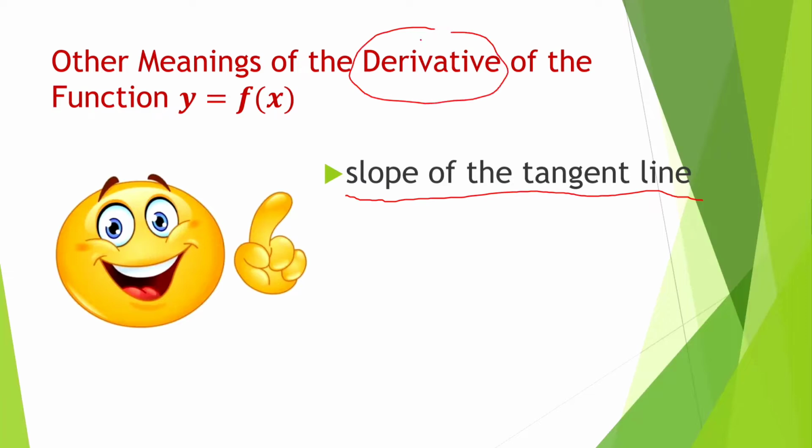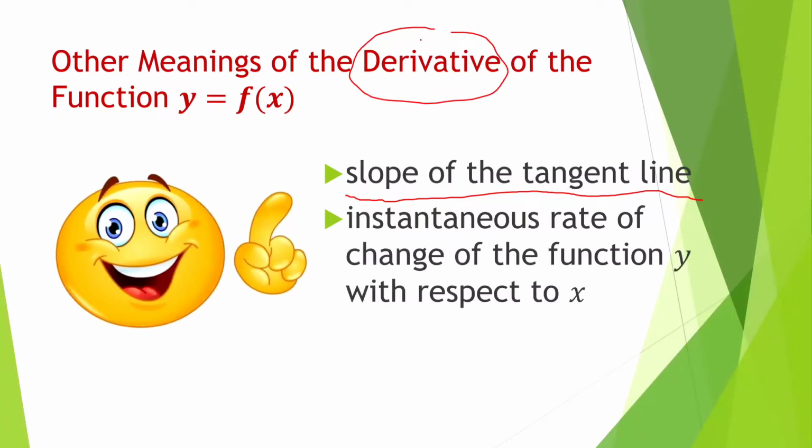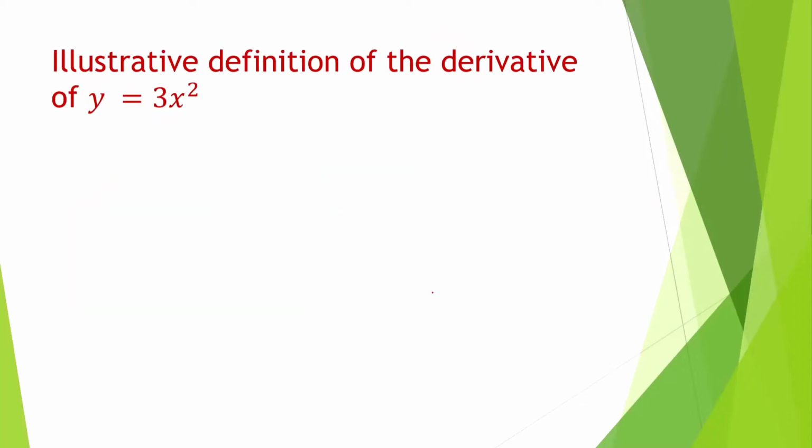Okay? So, another term na ma-encounter natin or another expression, yung instantaneous rate of change of the function with respect to a certain variable. Yan. So pag na-encounter natin tong phrase na to, instantaneous rate of change, again, that just refers to the derivative. So let's have an illustrative definition of the derivative of y equal to 3x squared before we go to our differentiation rules. Ayan, yung limit definition muna.